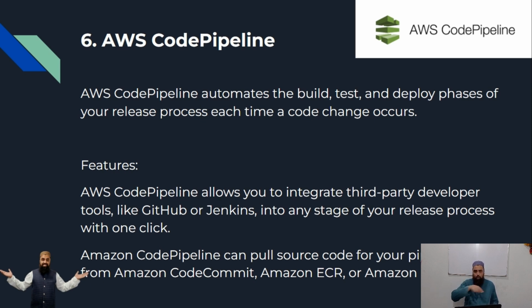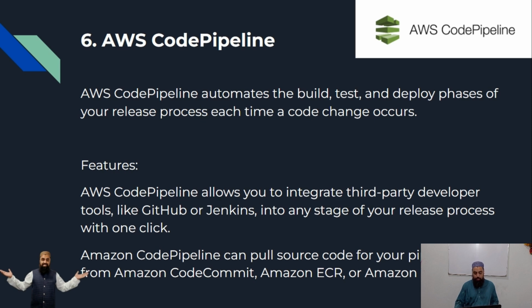So you have the whole cloud environment and you can use all the native applications of that cloud environment. AWS CodePipeline allows you to integrate third-party developer tools like GitHub or Jenkins. We can integrate it and use it in any stage of our release process with one click. And also AWS CodePipeline can pull source code for your pipeline directly from AWS CodeCommit.